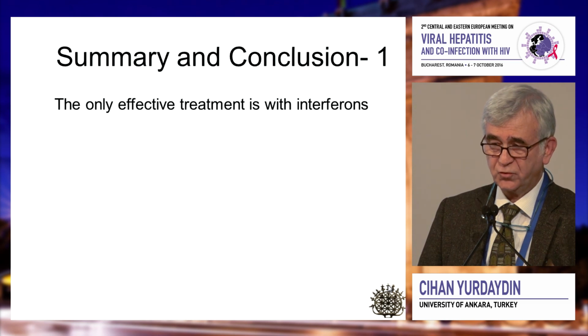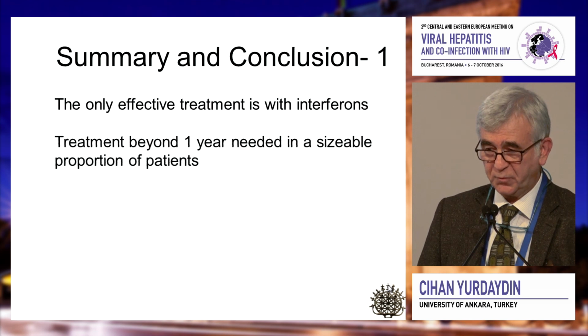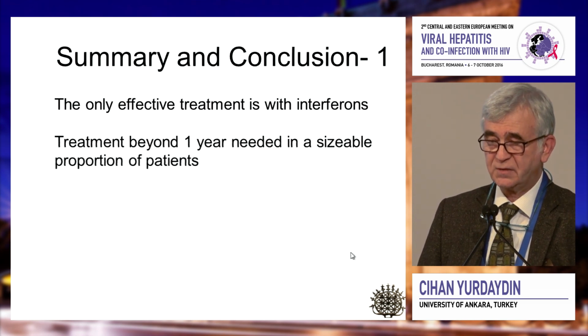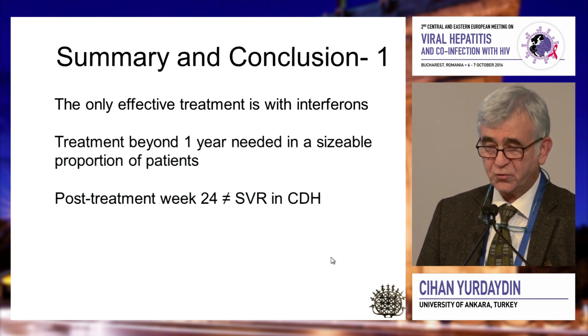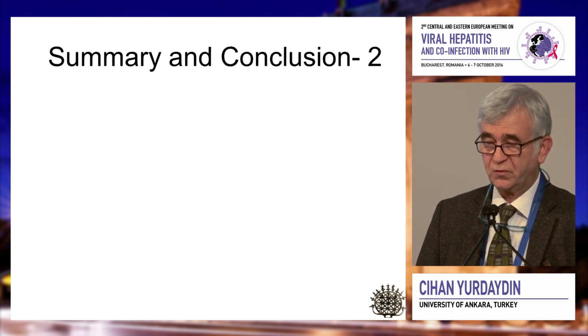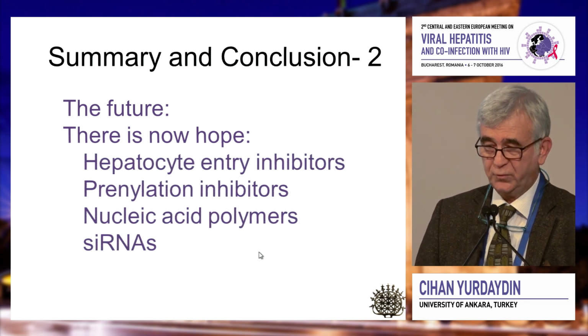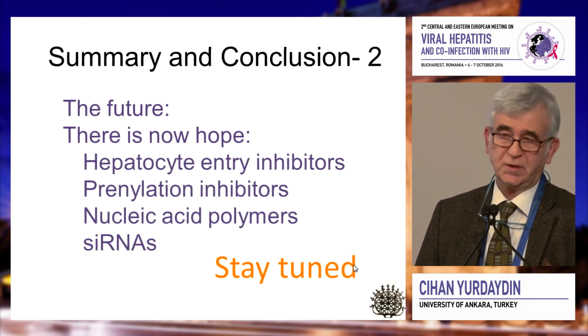Summary and conclusion: the only effective treatment in delta hepatitis is with interferons. Treatment beyond 1 year is needed in a sizable proportion of patients. Post-treatment week 24 is not equal to SVR in delta hepatitis. HDV RNA standard is now available, but it's not the end of the story. As I said, for the future, there's now hope with all these approaches, so please stay tuned. Thank you.